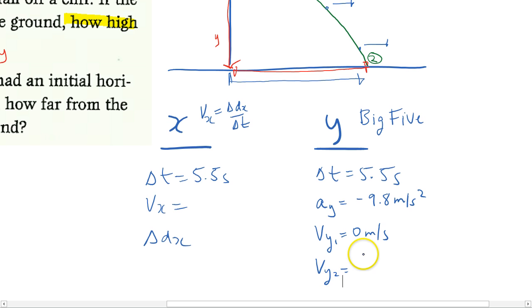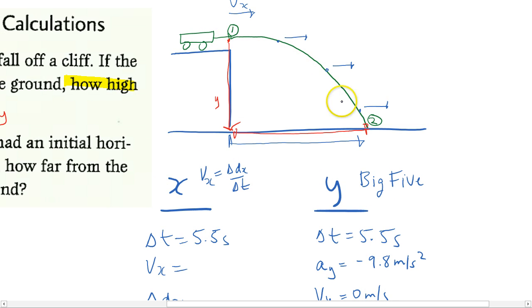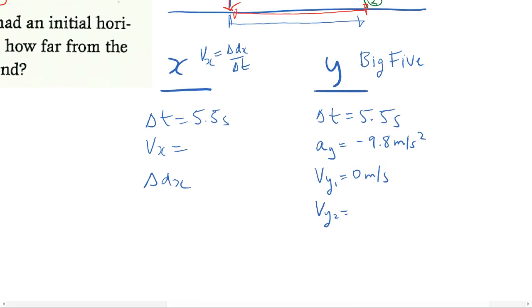Vy2. So at the beginning it's not moving very much at all. By the end it's moving vertically quite a bit. So I don't know that one. What's left is my delta dy, and that's really what I want to find out, right?